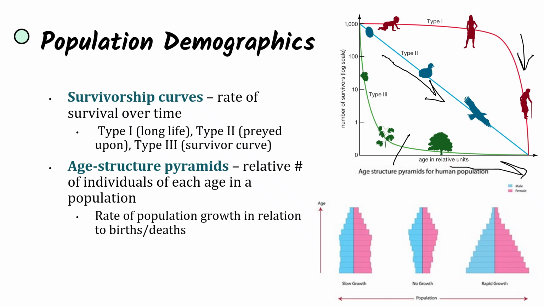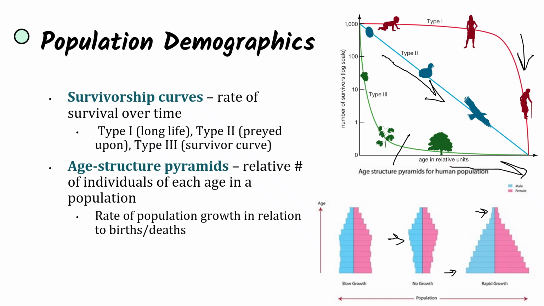And we see the rate of population growth in relation to births and deaths. And over here we can see rapid growth. There's going to be a lot of people that are young and less people that are going to be older. With no growth, then we kind of see in the middle. Most people are going to be middle-aged, and some are young and some are old.